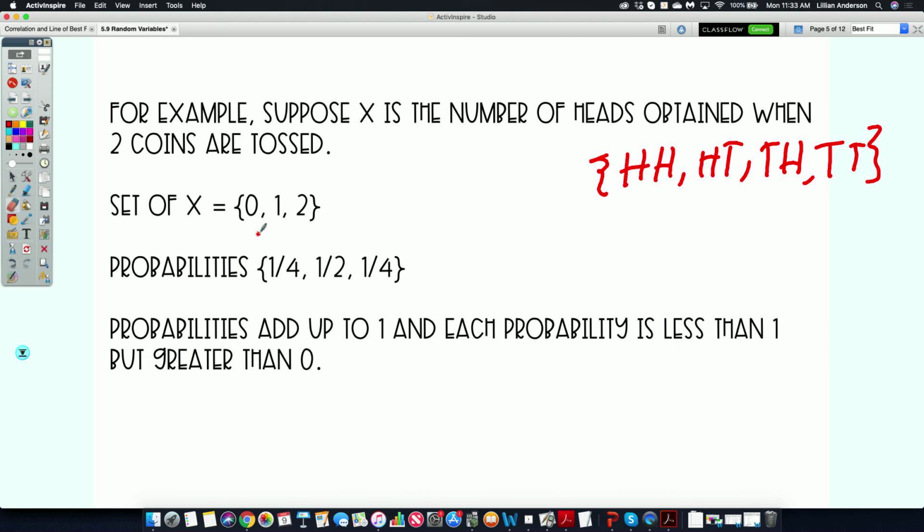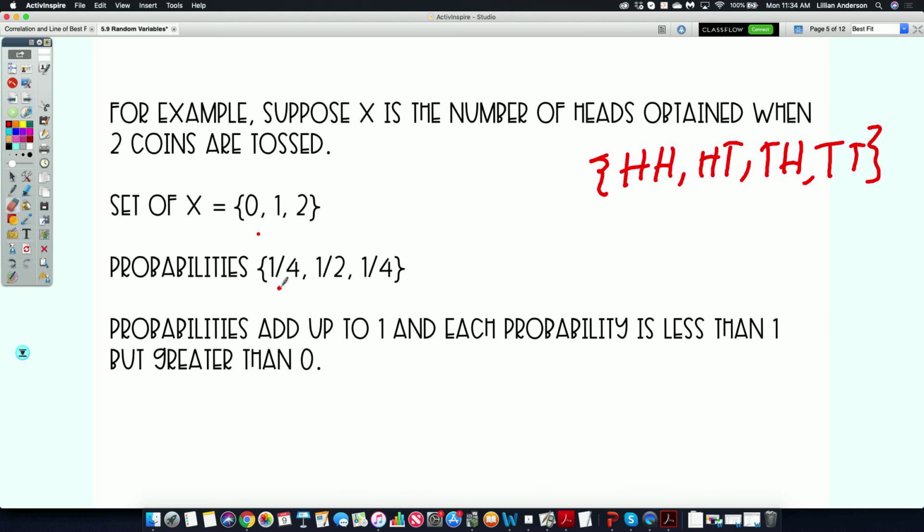If I get 0 heads, that occurs how many times? Out of how many outcomes? 4. Hence the 1/4. If I get 1 head, that can happen how many times? Out of the 4. And that reduces down to 1/2. And then 2 heads happens 1 out of 4 times.